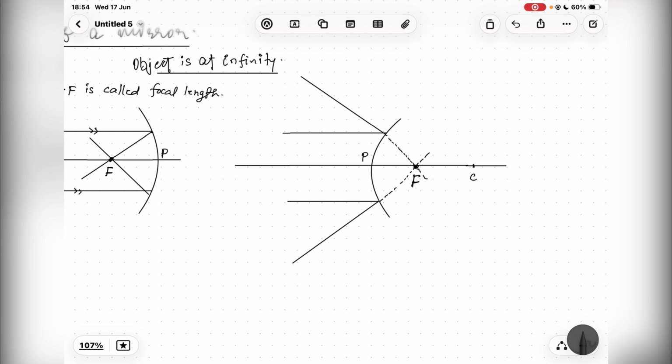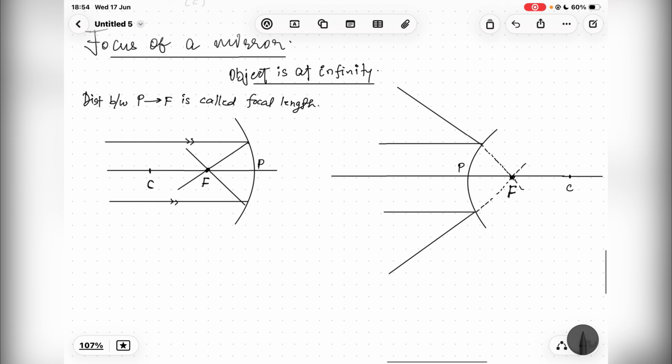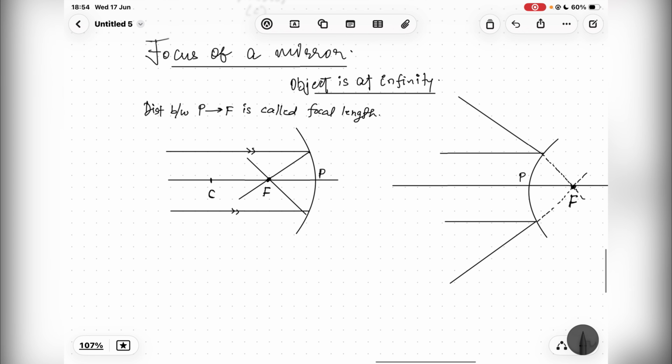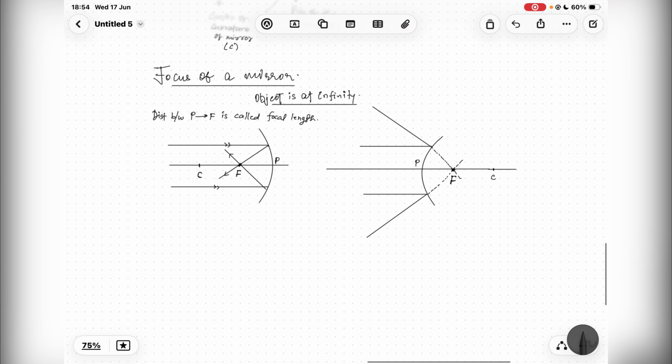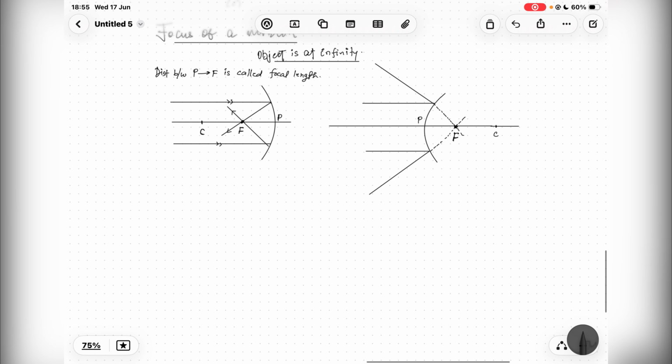that the rays of the image are diverging from behind the mirror, and in the case of a concave mirror, to the observer it will look like the rays of the image are diverging in front of the mirror from the focus, both cases from the focus. So this was all about focus of a mirror.